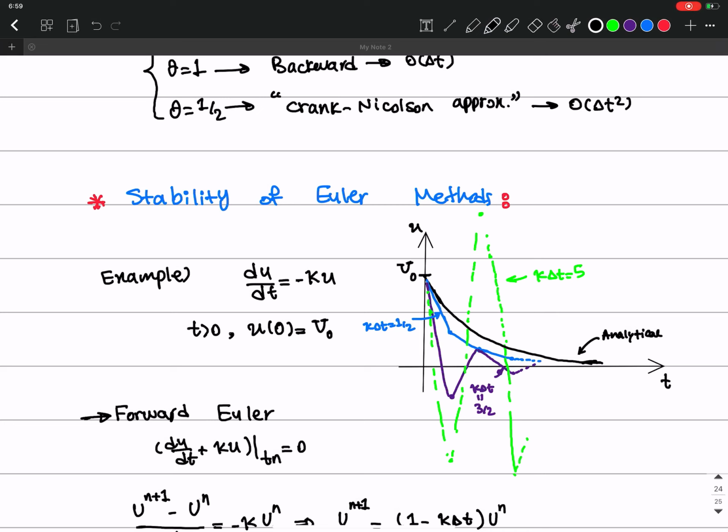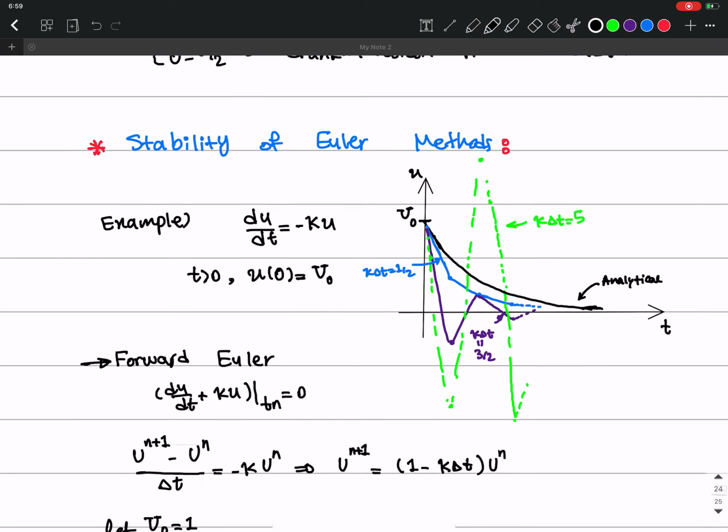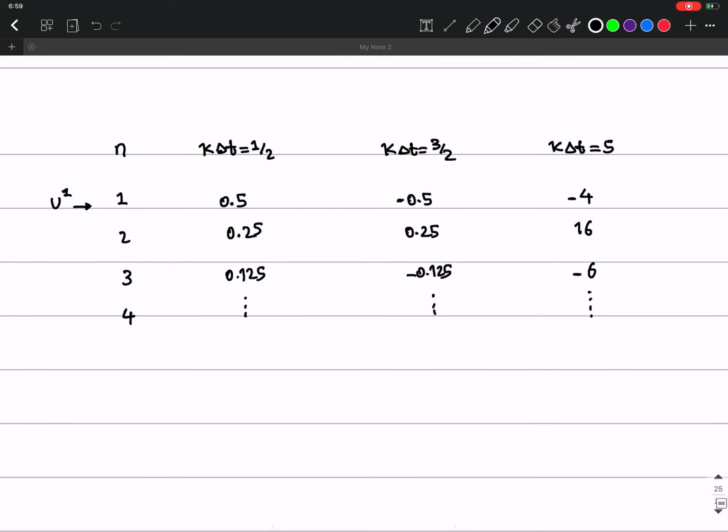So the blue one kind of converges to the analytical solution. The purple one, which is kappa delta t equals 3/2, oscillates, but it finally is going to also converge to the analytical one. However, the green one is not going to converge. It's not going to get to what we want, and so it's kind of unstable. So these two are stable, and this one is unstable.